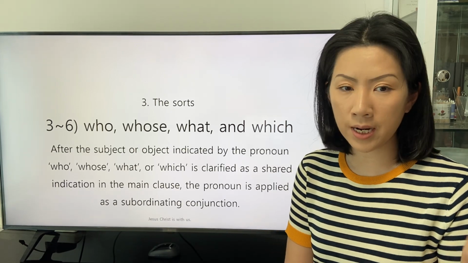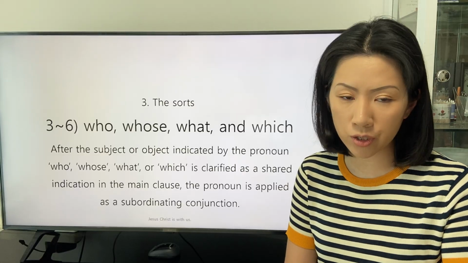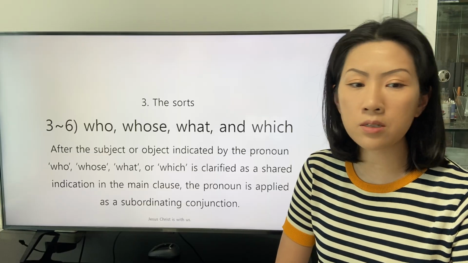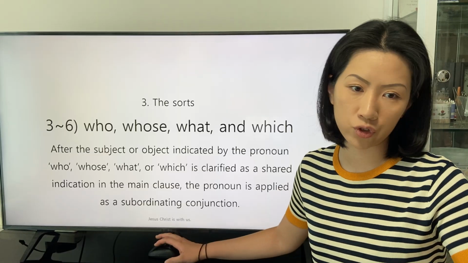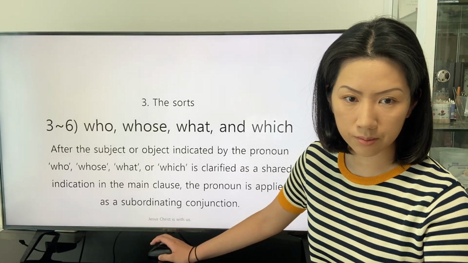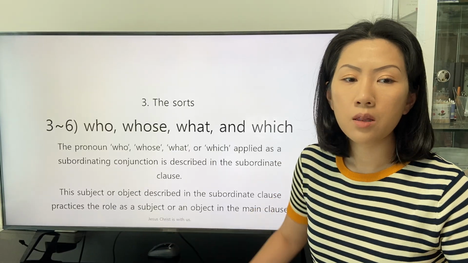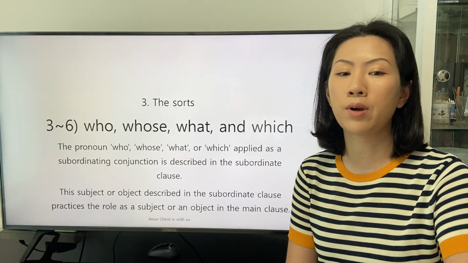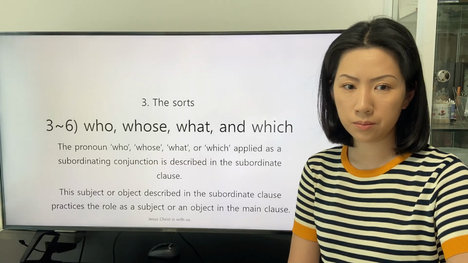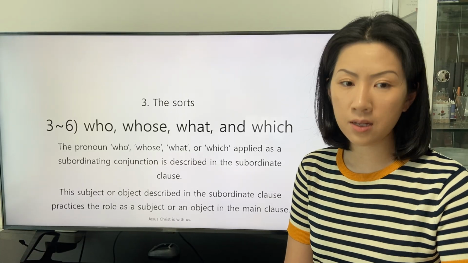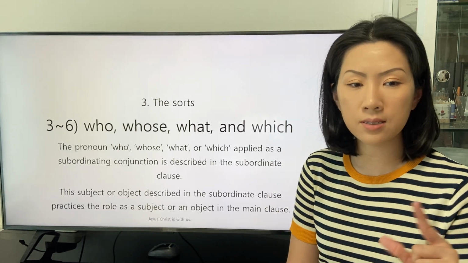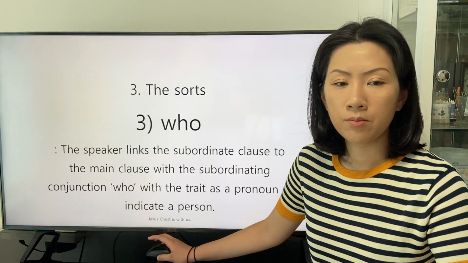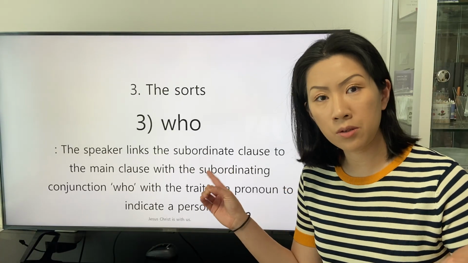After the subject or object indicated by the pronoun who, whose, what, or which is clarified as a shared indication in the main clause, and the pronoun is applied as a subordinating conjunction, the pronoun who, whose, what, or which applied as a subordinating conjunction is described in the subordinate clause. The subject or object described in the subordinate clause practices the role as a subject or an object in the main clause. Let's start to study the pronouns one by one.